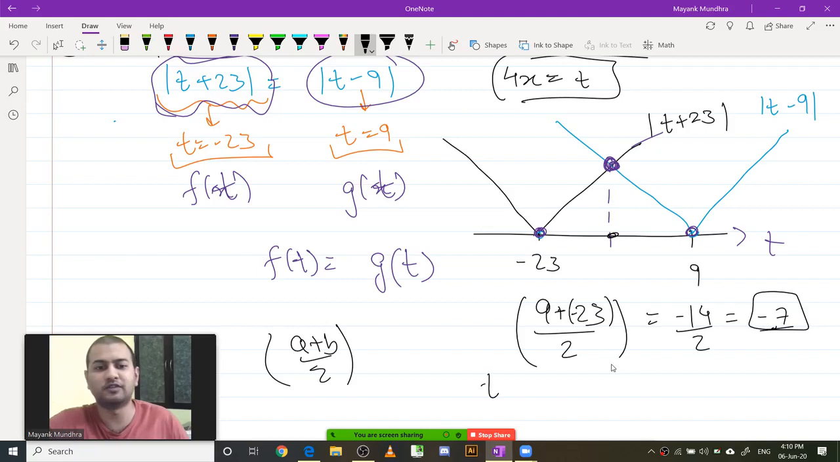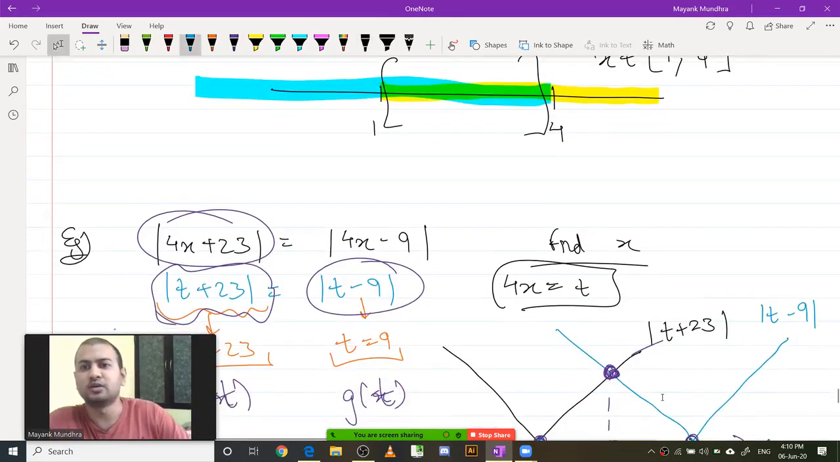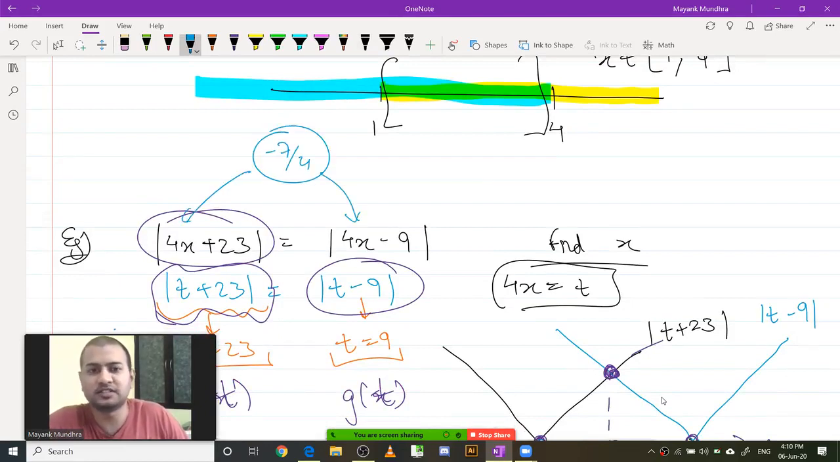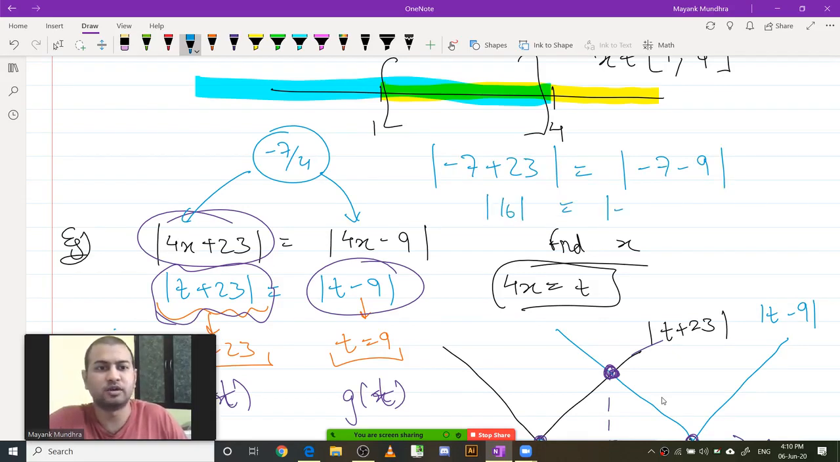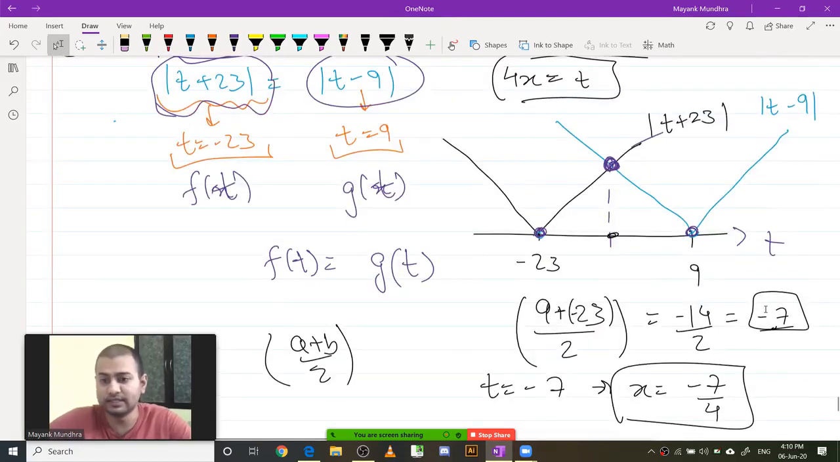So your value of t equals minus 7, which implies x should be equal to minus 7 by 4. When you substitute x equals minus 7 by 4 here, you will get your answer that these two things should be equal. If I do that substitution, the left hand side becomes mod of minus 7 plus 23 equals mod of minus 7 minus 9. So this is mod of 16, this is mod of minus 16. They are both equal, so that's why it holds. So this is the graphical way of solving my question, which is obviously easier.